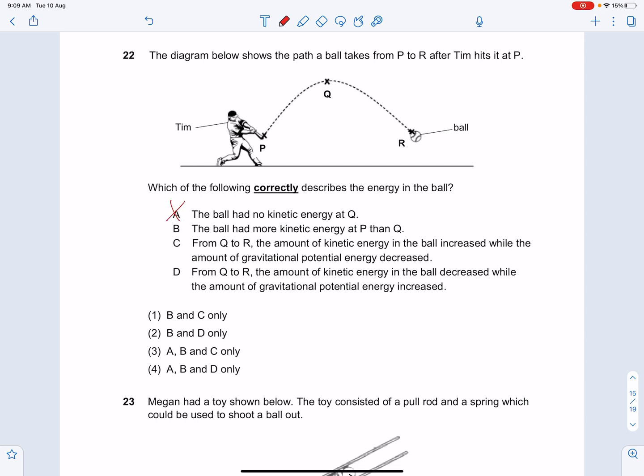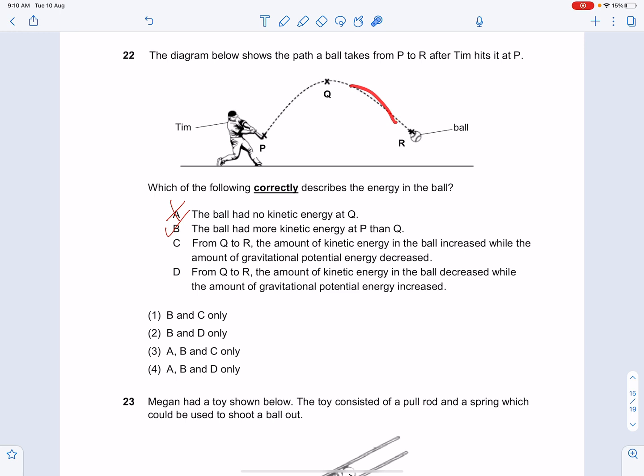B, the ball had more kinetic energy at P than at Q. Definitely, because at Q, most of the kinetic energy will have been converted to gravitational potential energy. So definitely right at the start there is more, because KE is being changed to GPE. So yes. From Q to R, the amount of kinetic energy increases while the amount of gravitational potential energy decreases from Q to R.